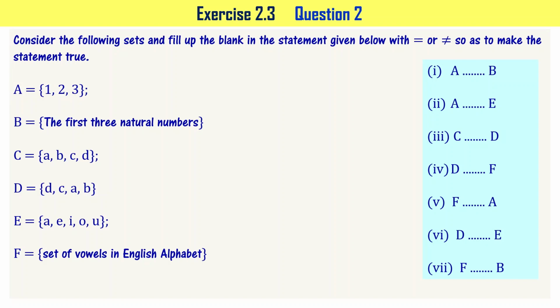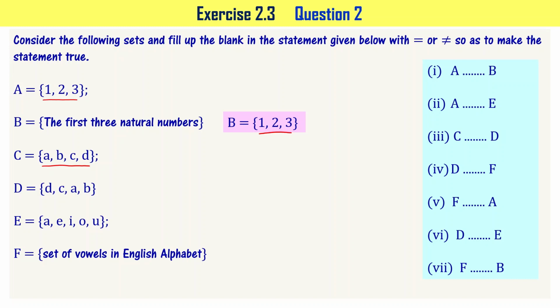So to begin with, set A is containing elements 1, 2 and 3, right? Set B is the set of first 3 natural numbers. That can be written as set B containing elements 1, 2 and 3, right? These are the first 3 natural numbers. Set C is the set containing elements A, B, C, D. And set D is the set containing elements D, C, A, B.